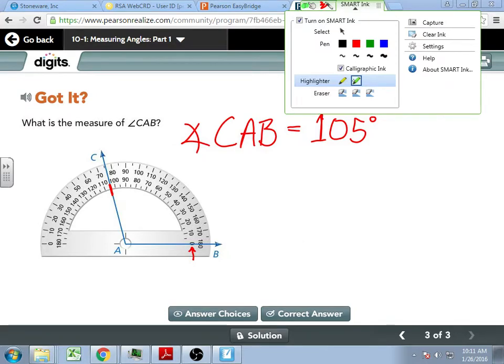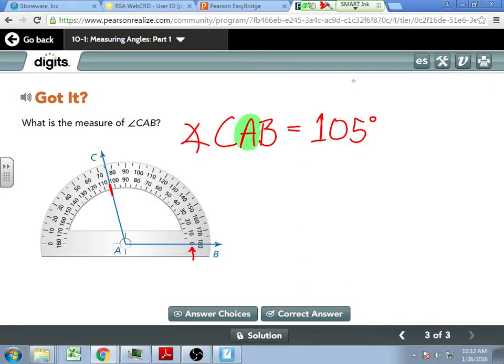This is sometimes how I read them, is C is sort of to the left of A, but it's also because it goes from one side to the other. You have to go in order from an endpoint to the vertex to the endpoint. Really what matters is that your middle point is the vertex. Because I could also call this angle BAC, working from right to left, and that'll still be 105 degrees as long as your vertex point is the middle of what you name your angle. Okay.